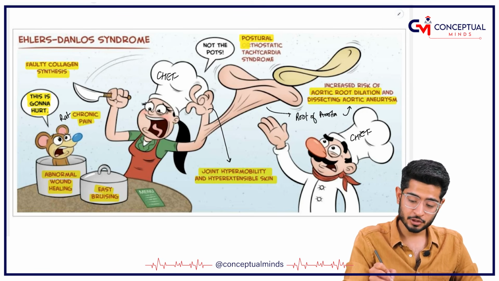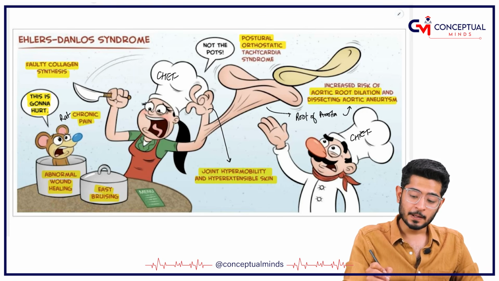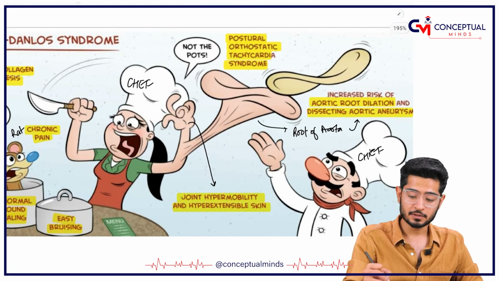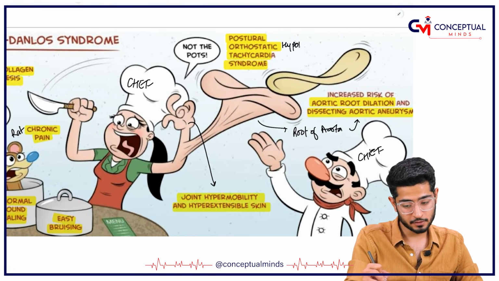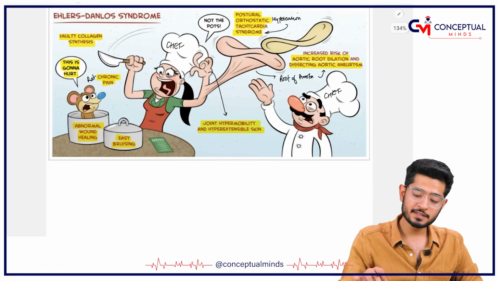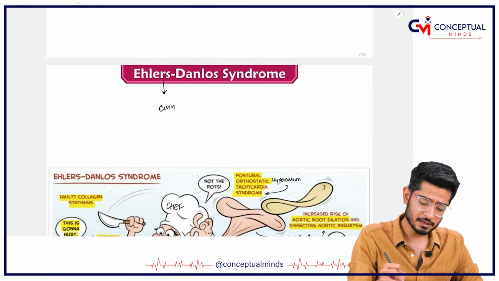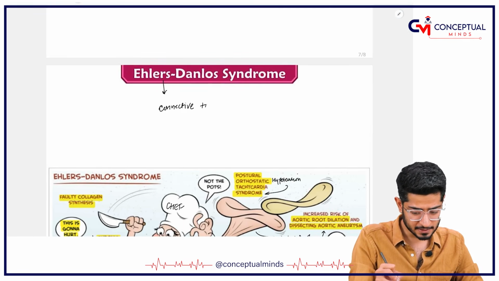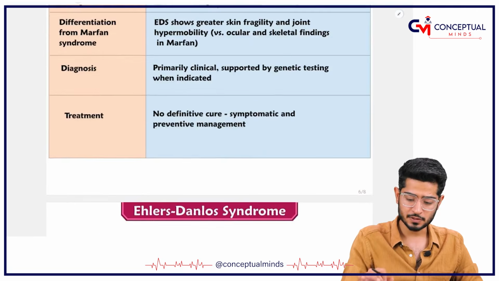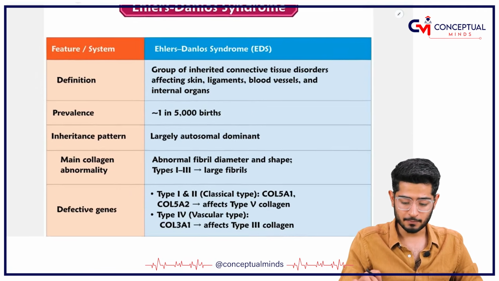And of course, there is postural orthostatic hypotension and tachycardia syndrome. There is postural orthostatic hypotension, and of course that causes what? Tachycardia. So the point is, why are all of these things happening? Please understand that Ehlers-Danlos syndrome is nothing but a connective tissue disorder. Let us understand one by one.